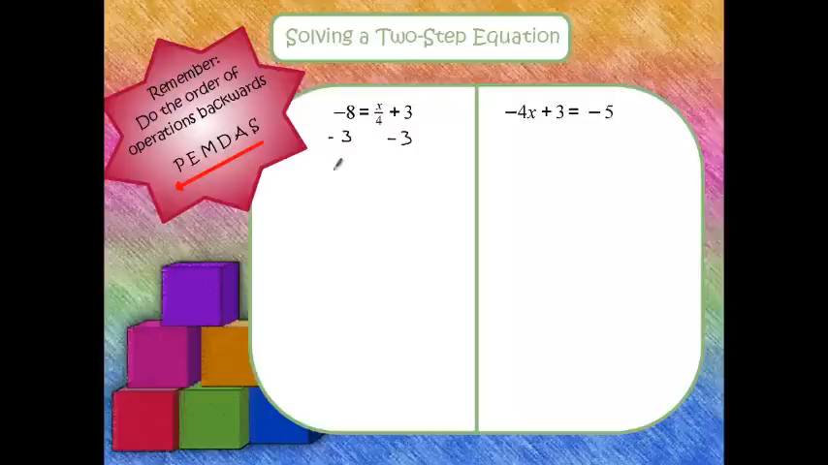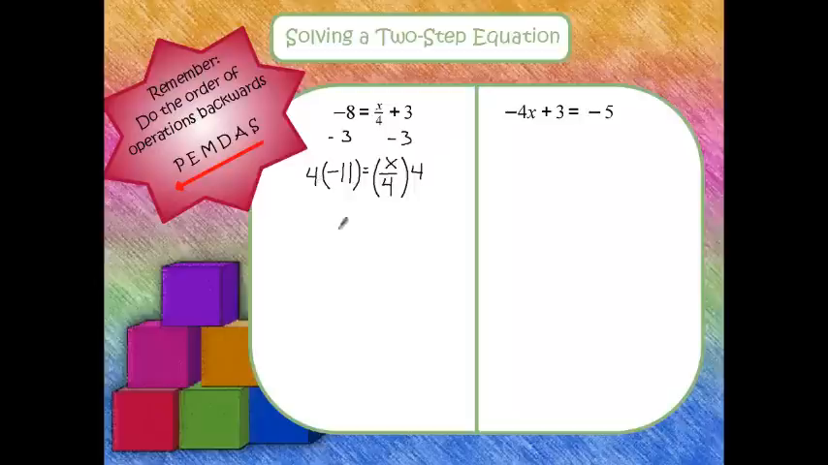Negative 8 minus 3 is negative 11, and I still have this x divided by 4, and plus 3 minus 3 is 0, so I used the additive property of equality, and I got rid of those 3's. So now the next step is, since I have division, I'm going to look back over here. Division comes next. Since I have division, I'm going to use its inverse, which is multiplication. And I'm going to multiply both sides by 4 to undo the division.